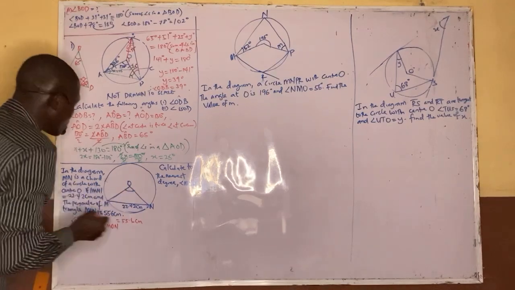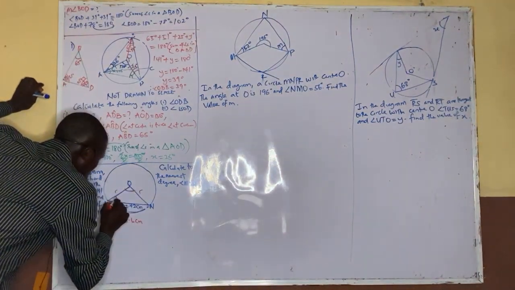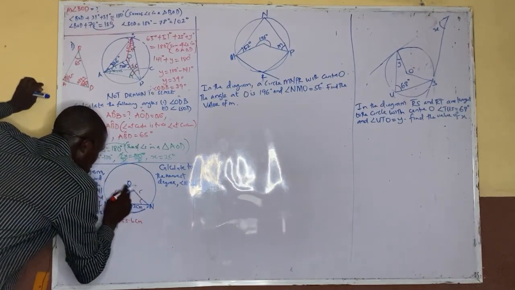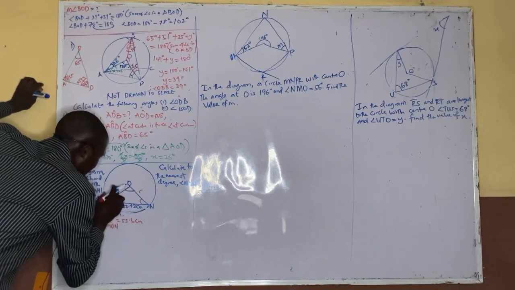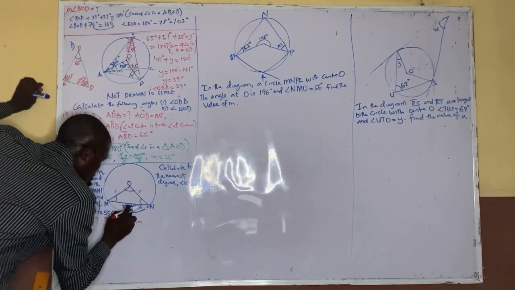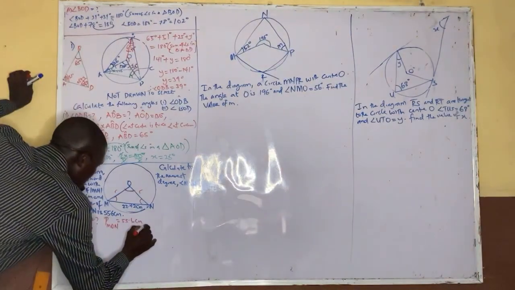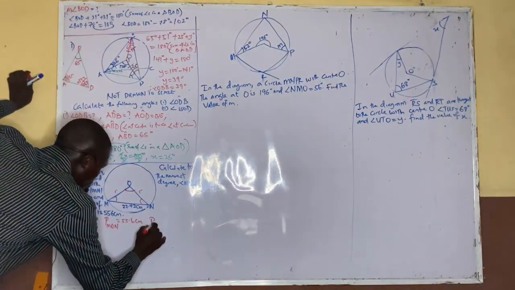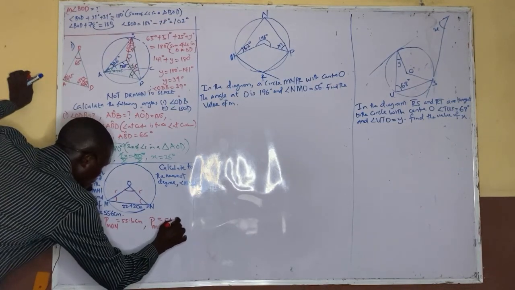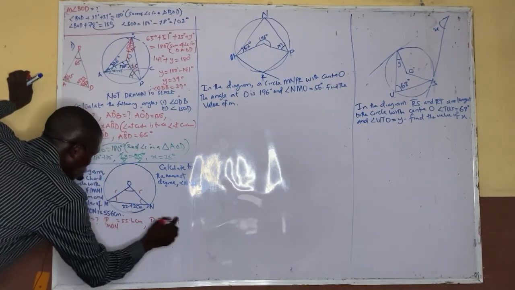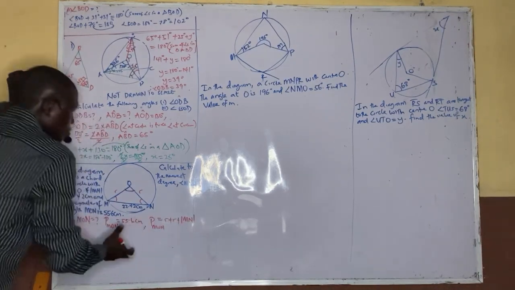Why? Because this is a radius, so this angle here will be equal to this angle. This side is equal to this side, and this radius is equal to this radius. So we need that R plus R plus 22.42 centimeters will give us our perimeter. The perimeter of triangle LON is radius plus radius plus the length of the chord MN.